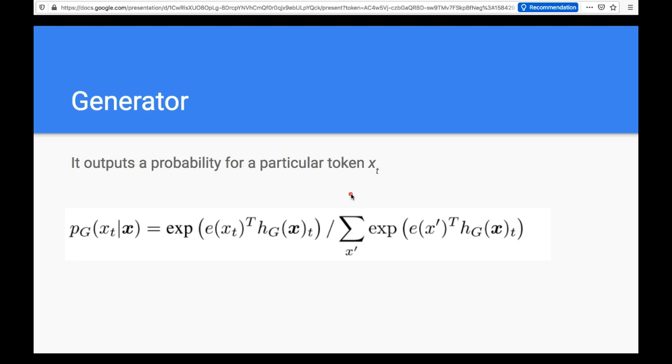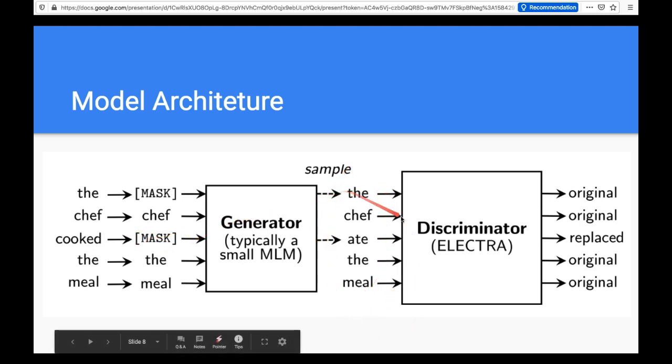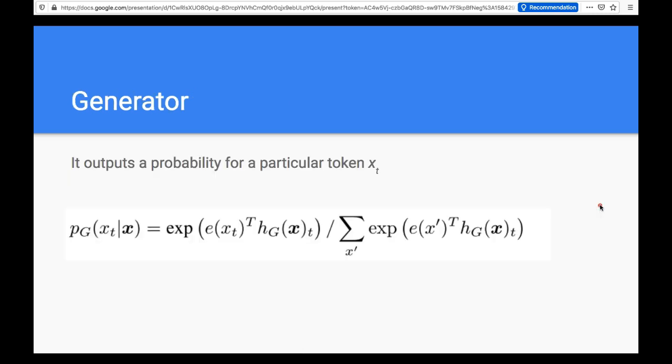Basically the same as BERT, XLNet, RoBERTa: you mask 15% of tokens, and this generator tries to predict them. After it predicts them, we replace those masked tokens with the ones the generator predicted, putting them back into those positions. Then we use this as input to the discriminator. The discriminator just tries to predict whether each token is original or replaced. It's very simple.